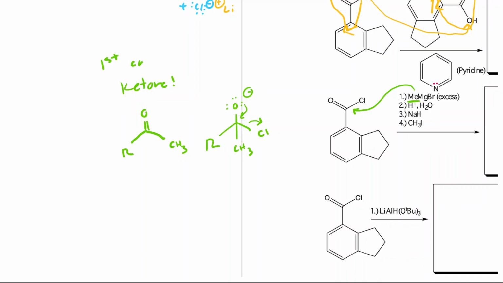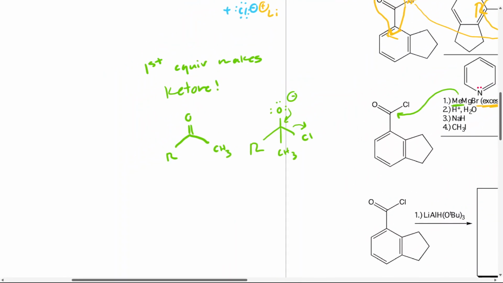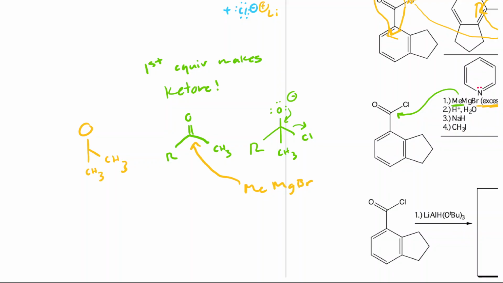So our first equivalent makes a ketone. But we have to remember that we're in excess Grignard. So that means that the Grignard is going to attack again. So then we get this thing, right? CH3, R group.